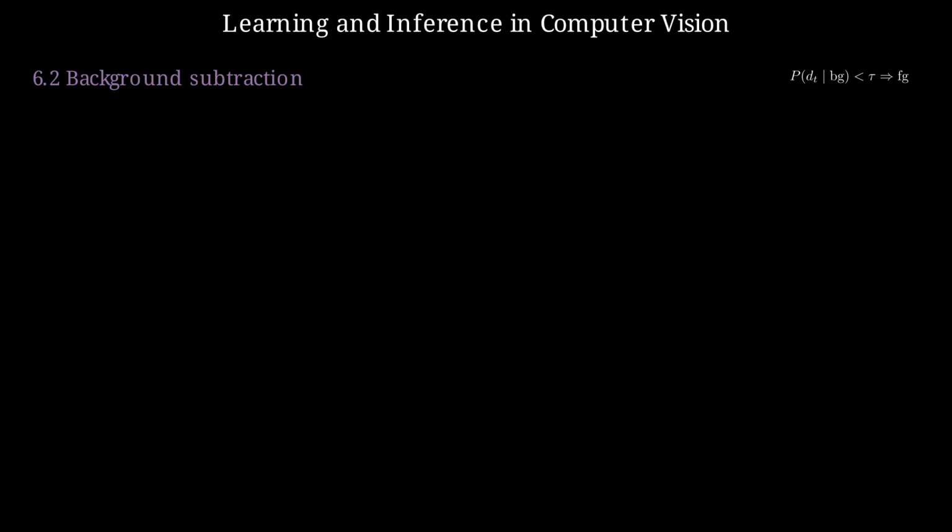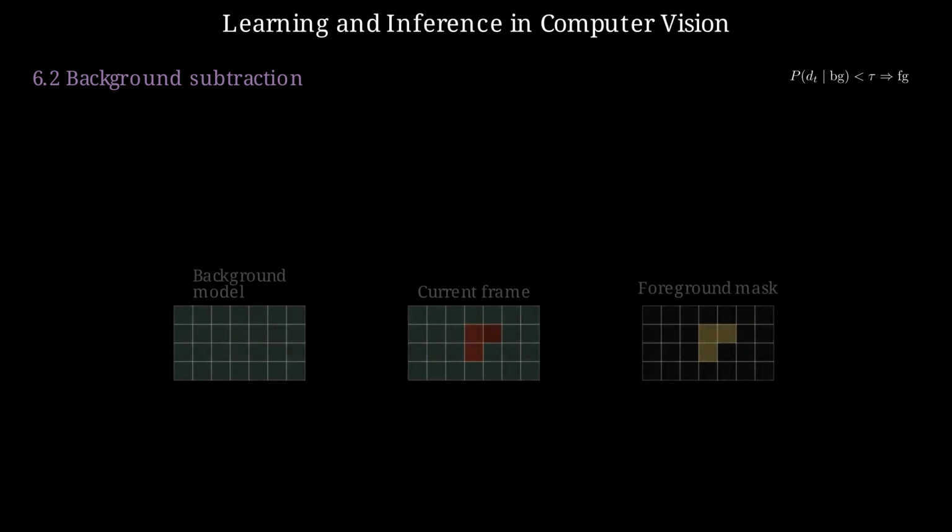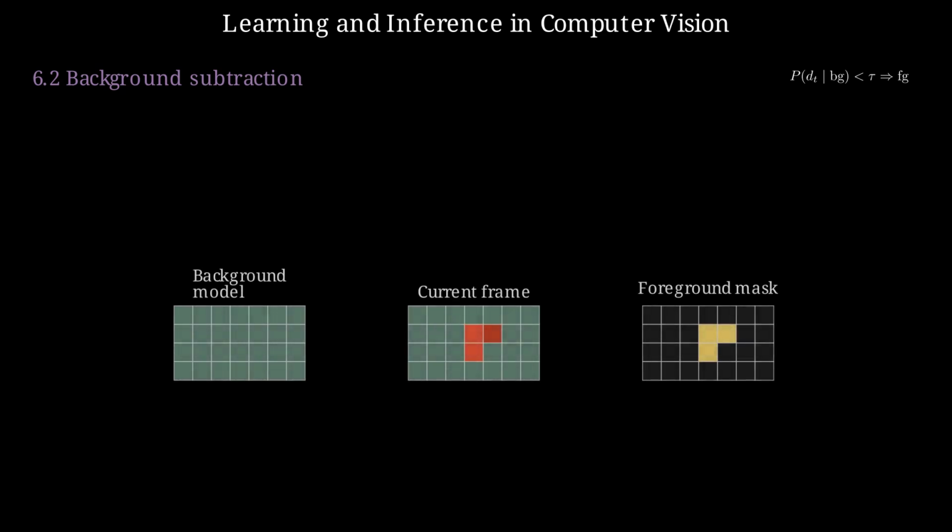The mixture of Gaussians extension, due to Stauffer and Grimson, maintains k Gaussian components per pixel to handle repetitive background motion, swaying trees, flickering displays, moving water. Each component has weight pi_k, mean mu_k, and variance sigma_k squared. Incoming pixels match existing components or spawn new ones. Components with persistent support classify as background, transient high variance components capture foreground. This remains a generative likelihood test per pixel, executed millions of times per frame.